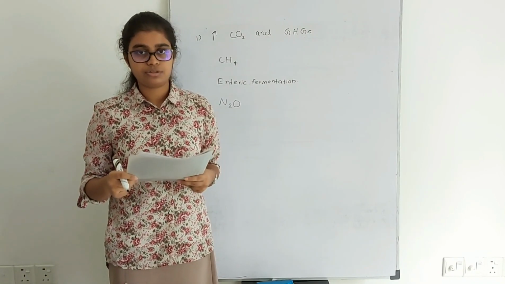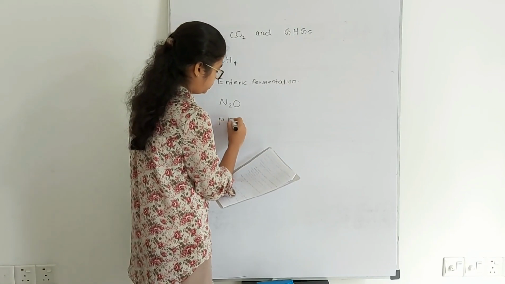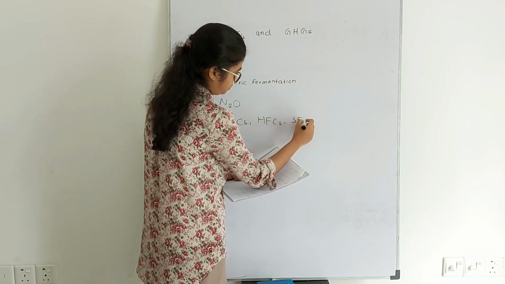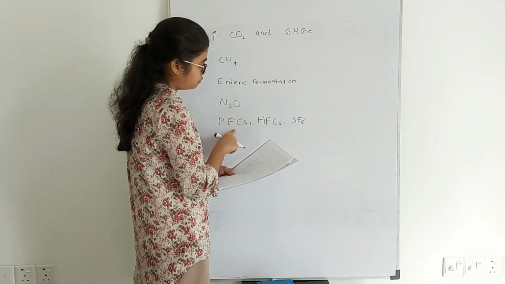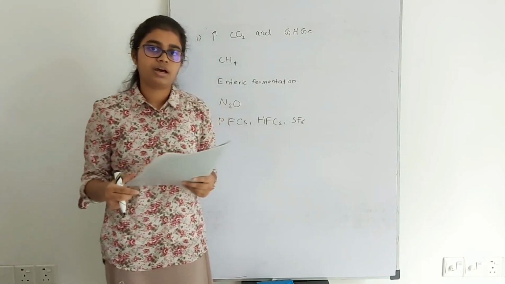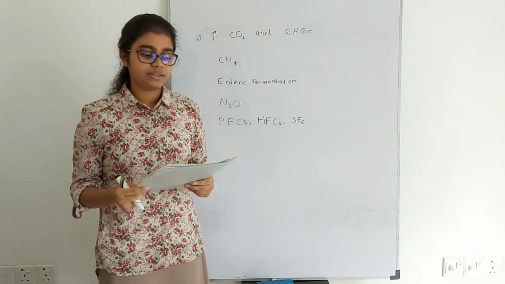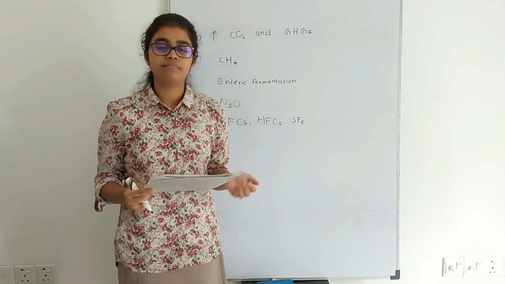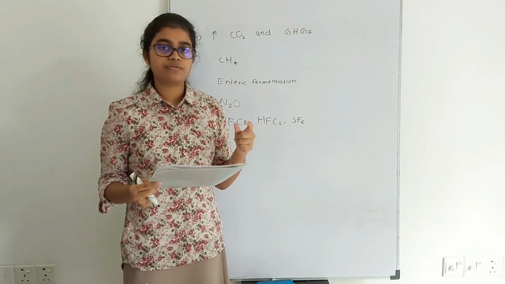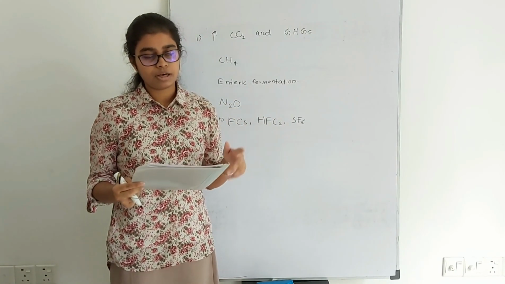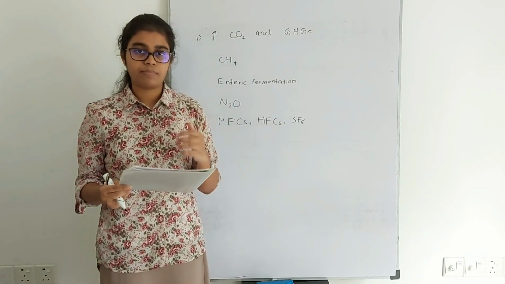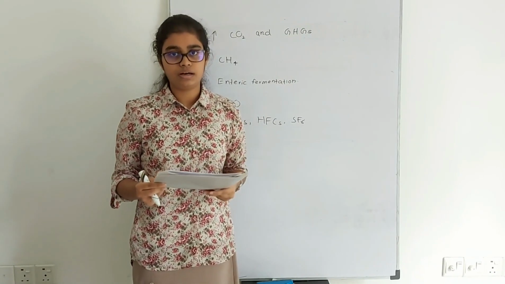The other category we are going to talk about is PFCs, HFCs and SF6. These are perfluorinated compounds and hydrofluorocarbons. These also have a very high global warming potential. And the fifth one is black carbon or carbon particles. These are very small particulate substances which range from 2.5 micrometers to 10 micrometers, and their heat absorbing capacity is much greater than carbon dioxide.